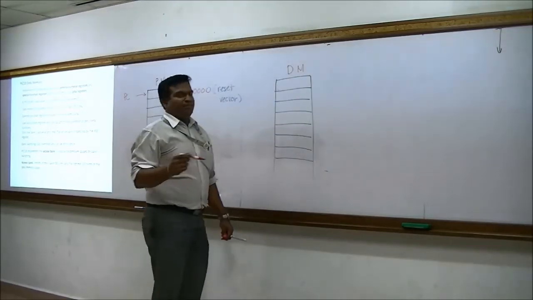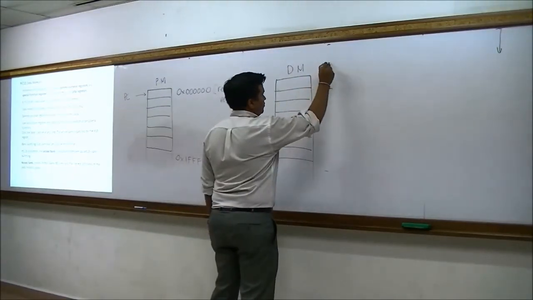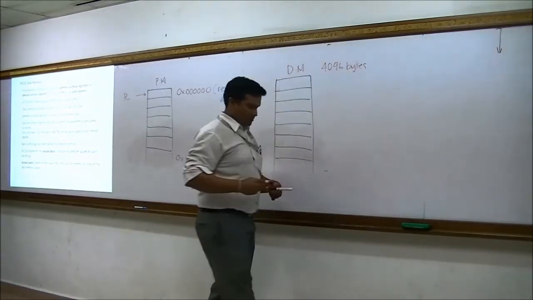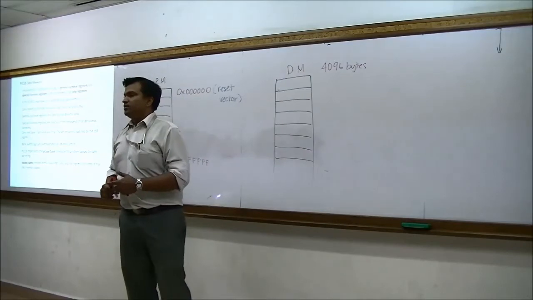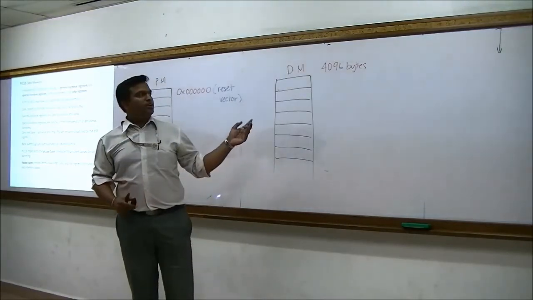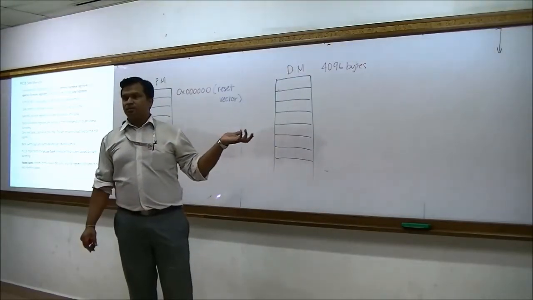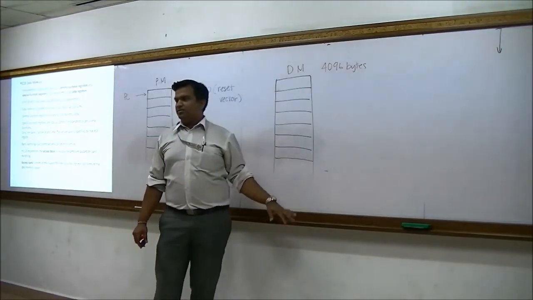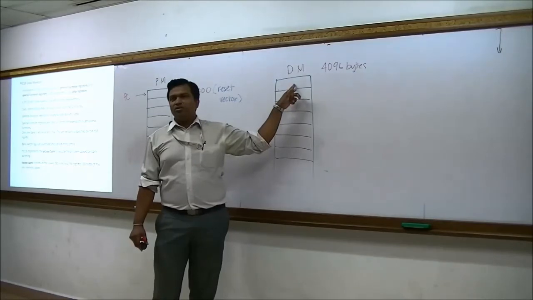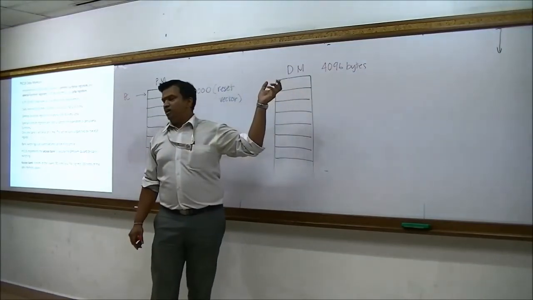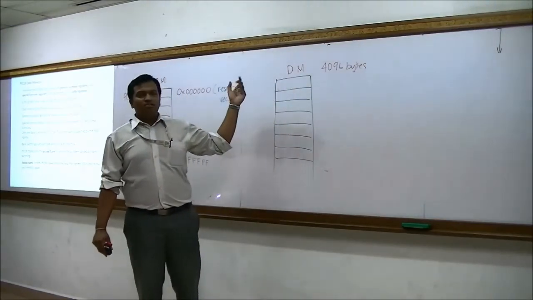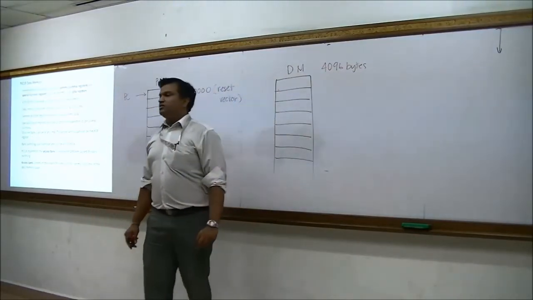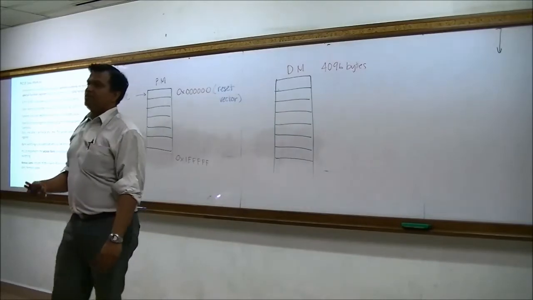Data memory has a capacity of 4096 bytes. What does it mean? We have 4096 locations, and each one here, how much can you store? Same, 1 byte. We have already covered this extensively. Now the same question applies here. If you have 4096 locations, how many bits do you need to address them uniquely in binary?